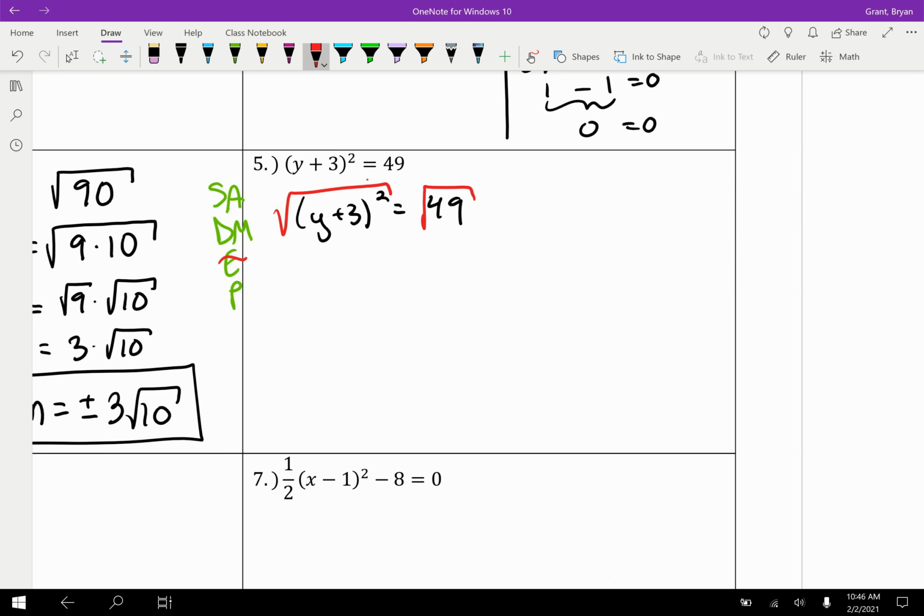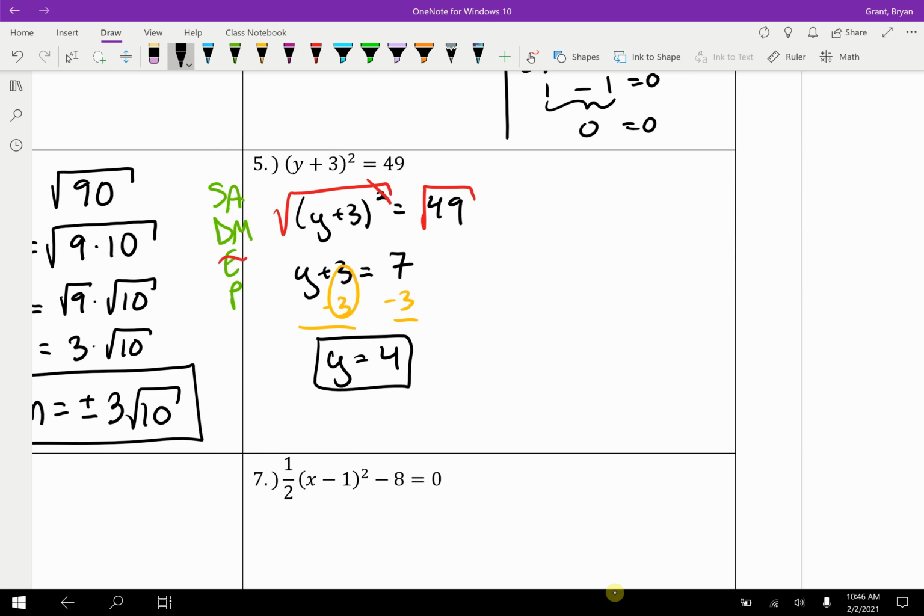We square root each side. This gives us y plus 3. What's the square root of 49 here? Square root of 49, I think, is 7. Nice. Once we've done that, then we start back over with SADMAP and say, well, we brought down the parentheses. Let's start with addition and subtraction again. And there is a 3 that's attached to y, so we do need to subtract 3 from each side, and that gives us y equals 4.